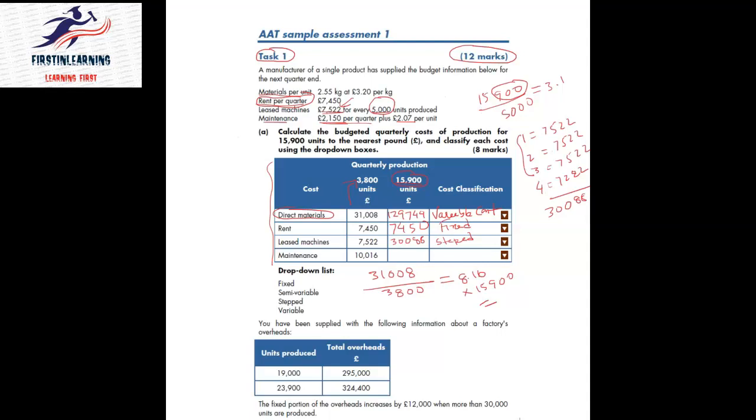And the next one we have is maintenance. They said up to a certain level is fixed, and after that is variable per unit. So we can say it is a semi-variable cost because fixed and variable are mixed here. So £2.07 per unit. So for 15,900 unit times 2.07, 15,900 times 2.07, that is 32,913 plus the fixed is 2,150.